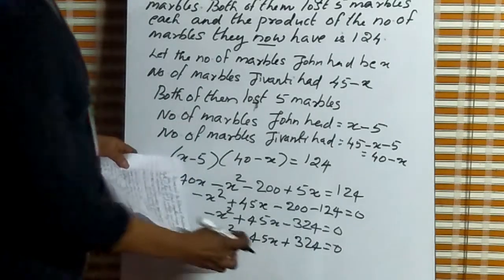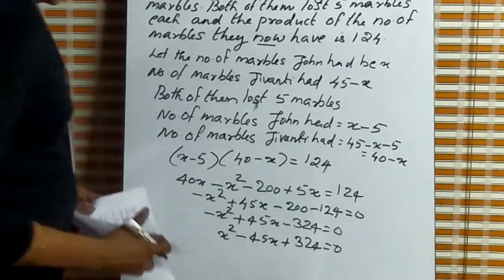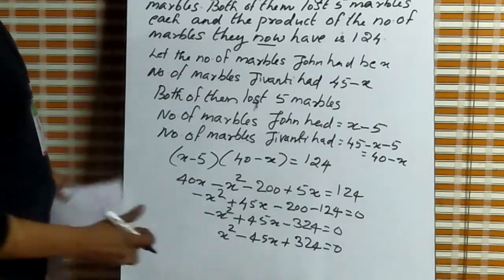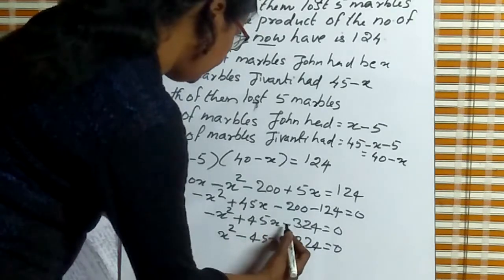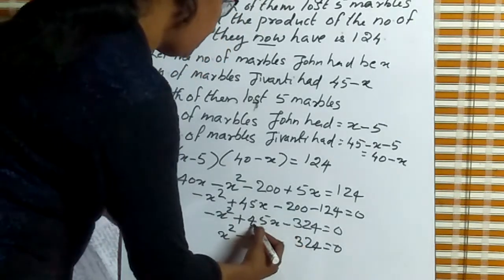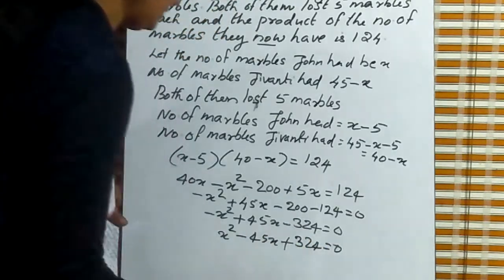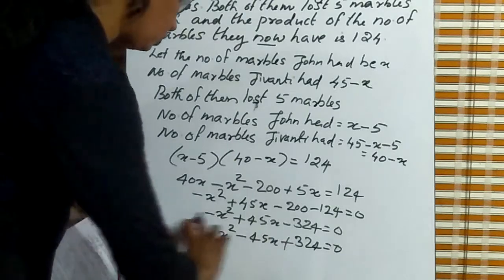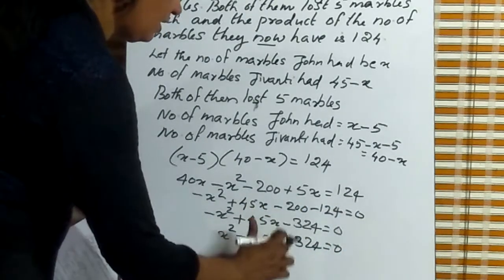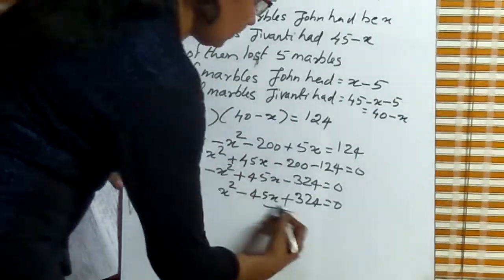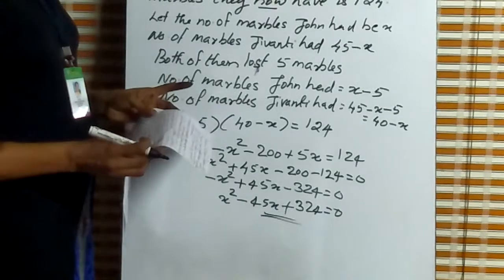So, x square minus 45x, sorry. Minus x square plus 45x minus 324, the signs change when multiplying throughout by a negative sign. This is positive, this one is negative, and this is positive. x square minus 45x plus 324 is equal to 0.